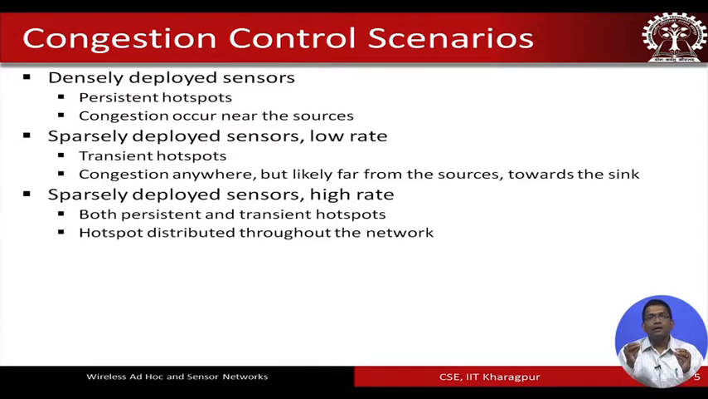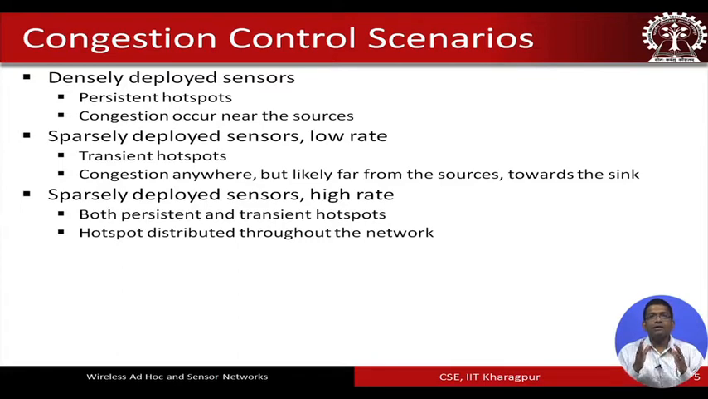Hotspots are the nodes or the regions where congestion is likely to occur, leading to packet drops, and persistent implies that the hotspot is going to remain over time. So, it is not going to change. Those nodes which are hotspots will remain as hotspots over longer durations of time.